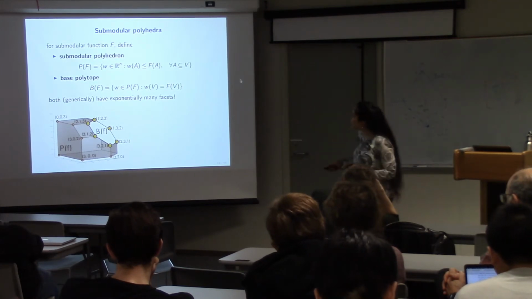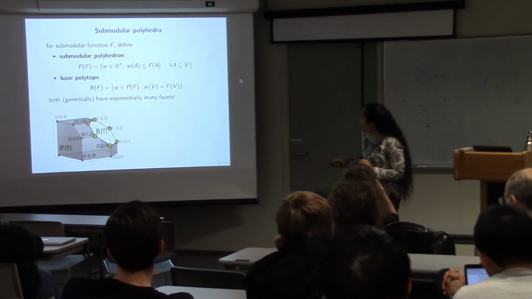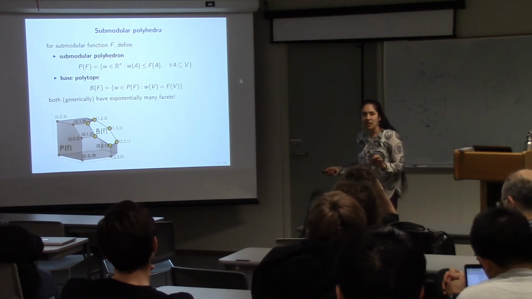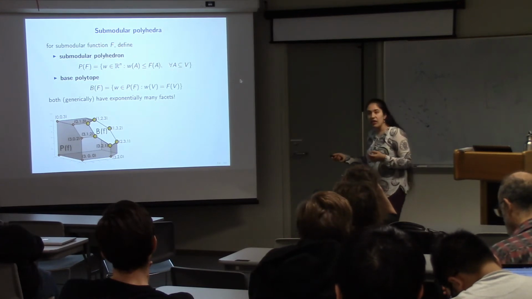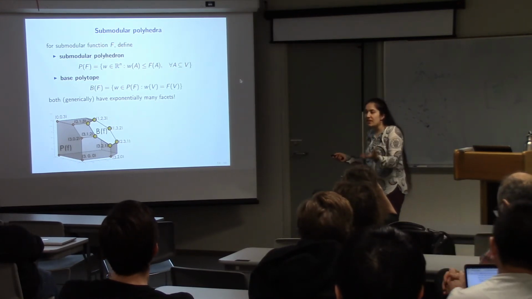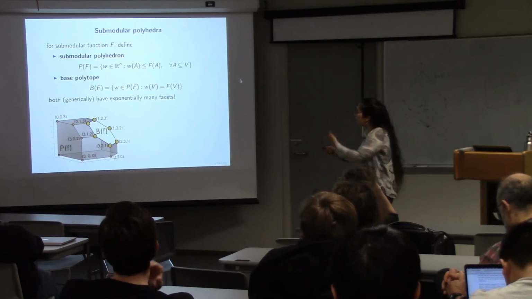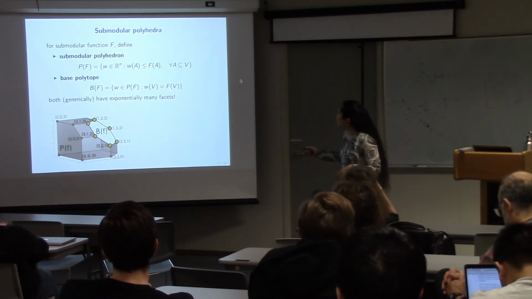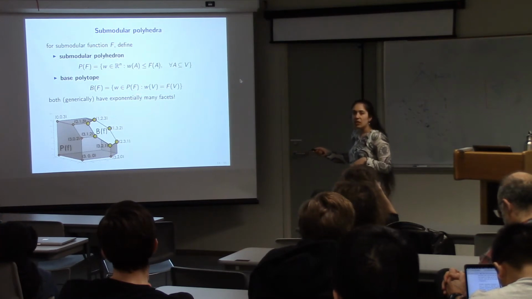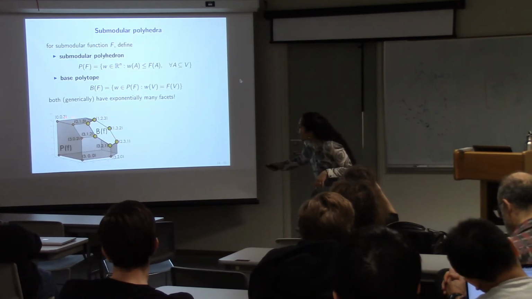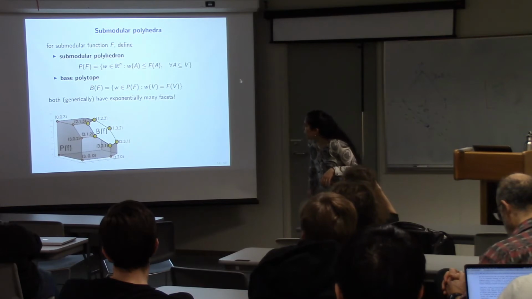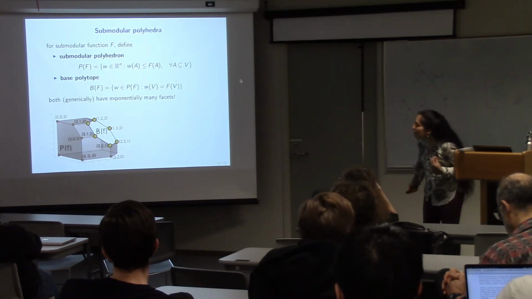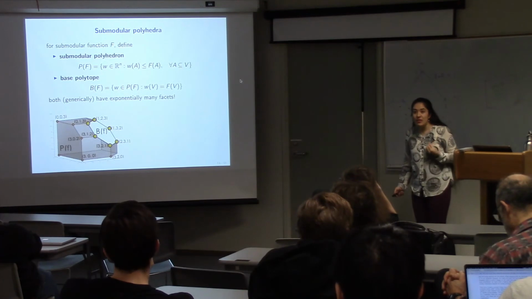So what you need to know is that these polytopes generically have exponentially many facets. And that's pretty clear because they're defined by exponentially many linear inequalities, one for every subset of the ground set. The base polytope has one additional equality constraint. So you can think of the submodular polytope as this dark gray area. The base polytope is some face of the submodular polytope. They generically have both exponentially many facets and exponentially many vertices.